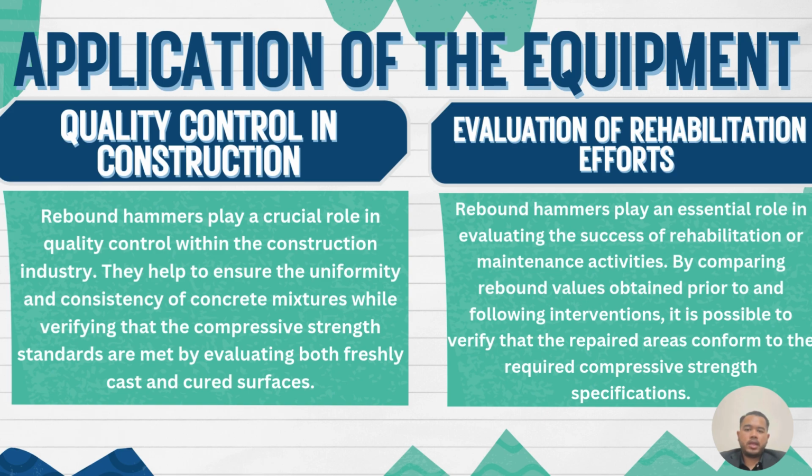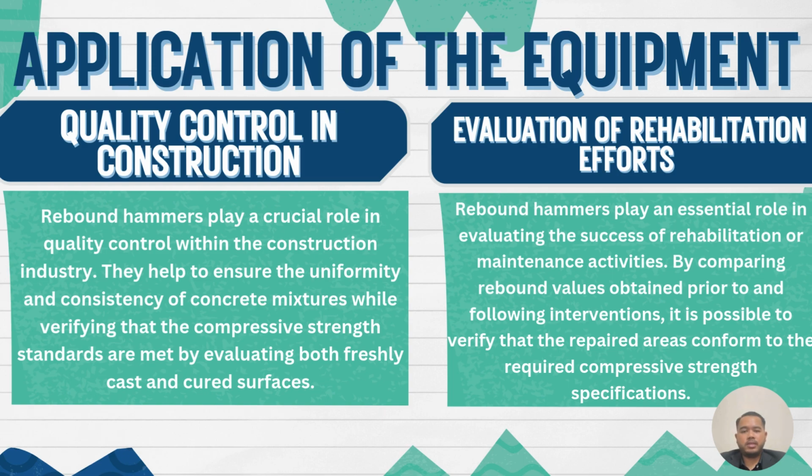The rebound hammer is an essential tool with two key applications in the construction industry. The first one is quality control in construction. The rebound hammer plays a vital role in ensuring the uniformity and consistency of concrete mixture by evaluating both freshly cast and cured surfaces. This tool helps verify that the compressive strength standards are met, which is crucial for maintaining high quality construction practice. The second one is evaluation of the rehabilitation efforts.